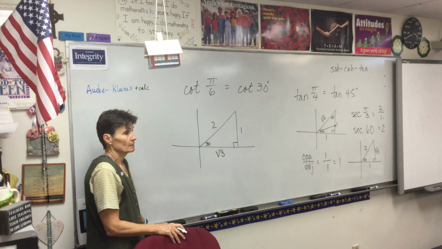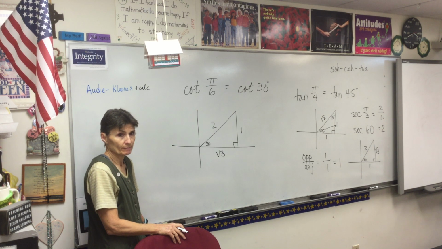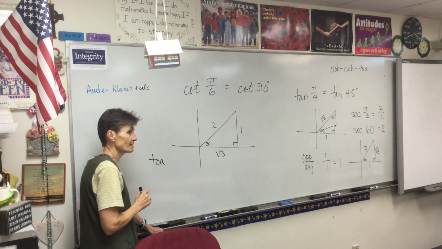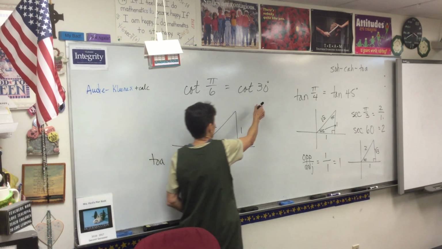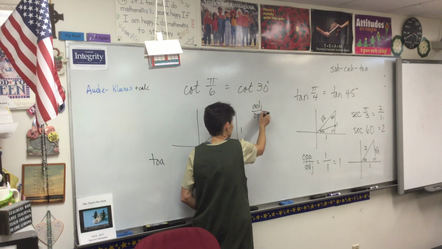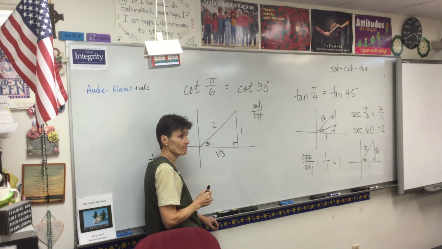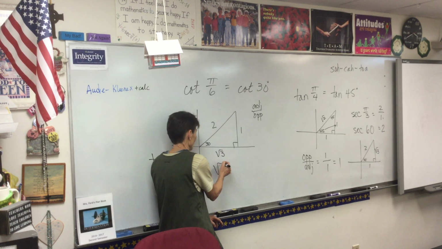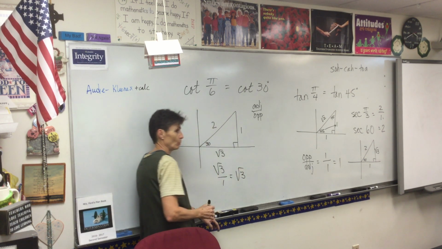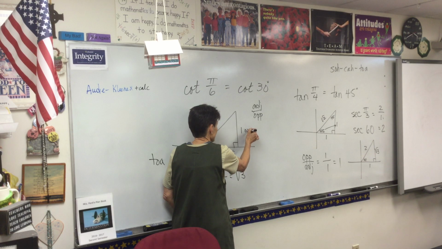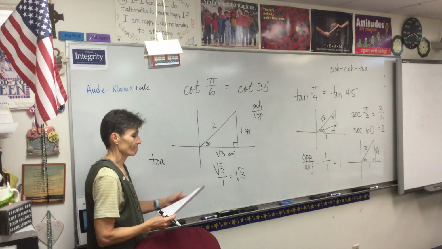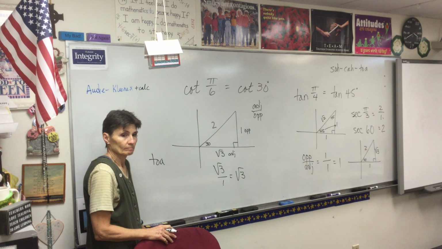Cotangent. Cotangent is the reciprocal of the tangent. Tangent is TOA, opposite over adjacent. So this is going to be adjacent over opposite, right? Yes. So adjacent over opposite would be what? √3 over 1, which is just plain old √3, because this is adjacent and this is opposite in this picture. Okay?